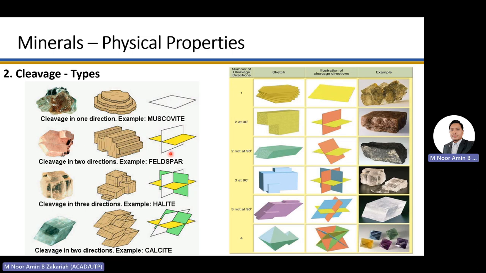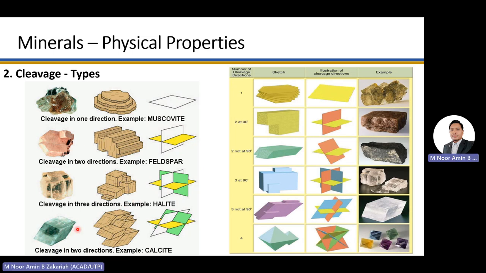Feldspar has two perfect cleavages at right angles to each other. Okay, this means that it can be easily split into thin plates. Okay, the plate is ridged because it has two edges like this, so it can be split this way and also this way. So we also have cleavage in three directions. For example, halite, because halite has three perfect cleavages at right angles to each other. This means that it can be easily split into cubes. Okay, this one into one layer but different directions, and two directions. This one you can split into three directions and produce another cube.